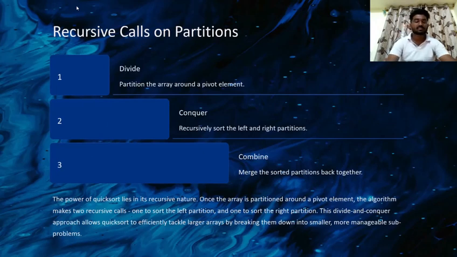Recursive calls on partitions. First one is divide. Partition the array around the pivot element. Second one is conquer. Recursively sort the left and right partitions. Third one is combine. Merge the sorted partitions back together.